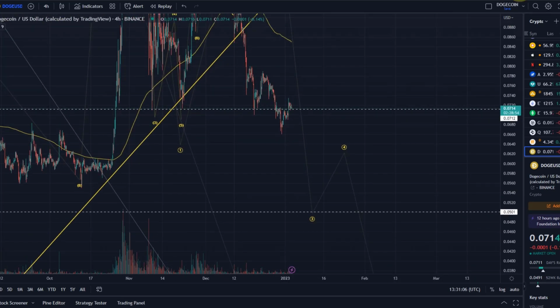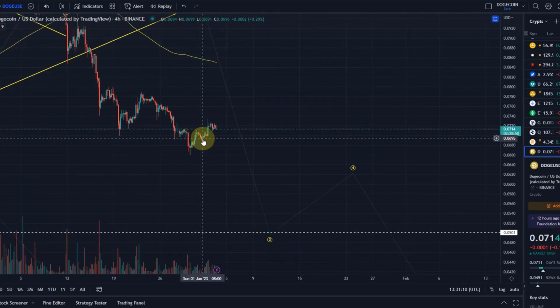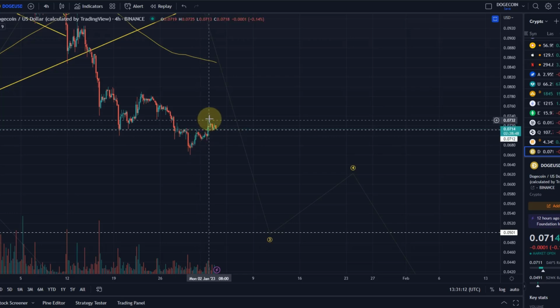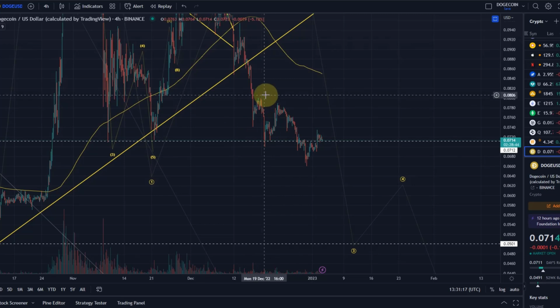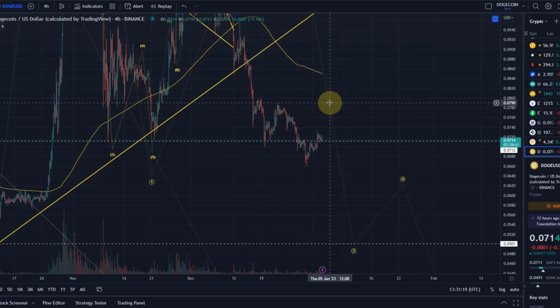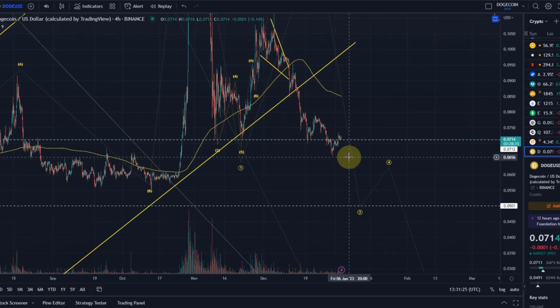Also, the move up is currently not really impulsive. I can only count three waves at the moment, 1, 2, 3, so A, B, C, and this should eventually lead to another move down. We're currently only making lower lows and lower highs, so unless we break above the previous swing high at 7.9 cents, the focus is on lower with the next target of 5 cents.